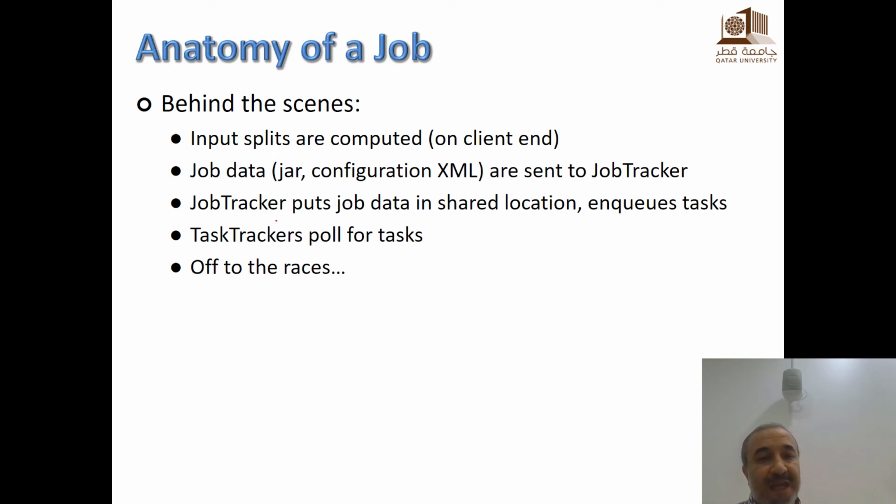Behind the scenes, the job data, which is your jar file and the configuration files, are sent to the job tracker. Once you call the submission function, it will do that for you. The job tracker will put the data in a specific location on the machine that will process it. Queuing the tasks is done and hidden from you. The task trackers will poll for tasks, and the tasks will start and end without your control. Okay, and so on.